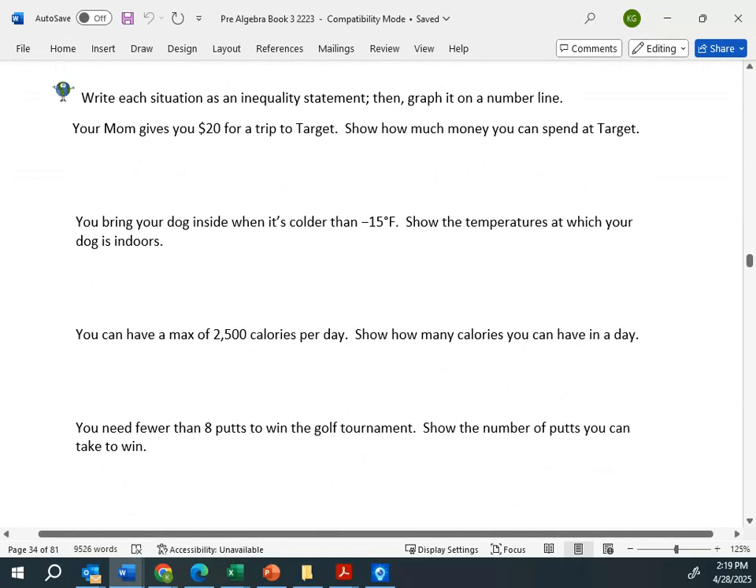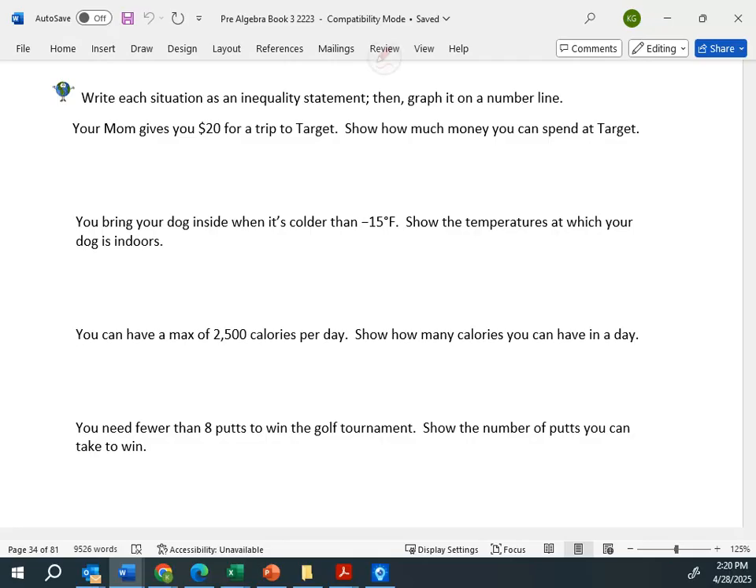Now it says, write each situation as an inequality statement, then graph it on a number line. This is doing the same thing we did on that first page, except we have to figure out what the inequality statement is based on the words that were given in our word problem. So your mom gives you $20 for a trip to Target. Show how much money you can spend at Target.